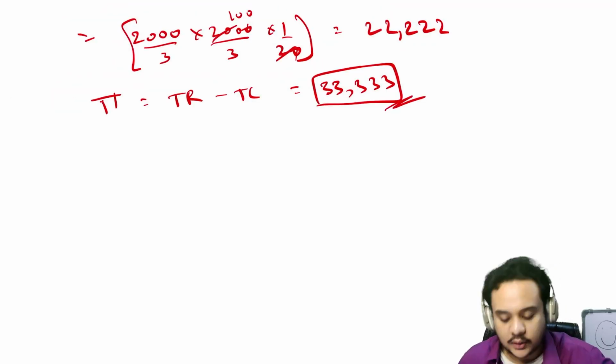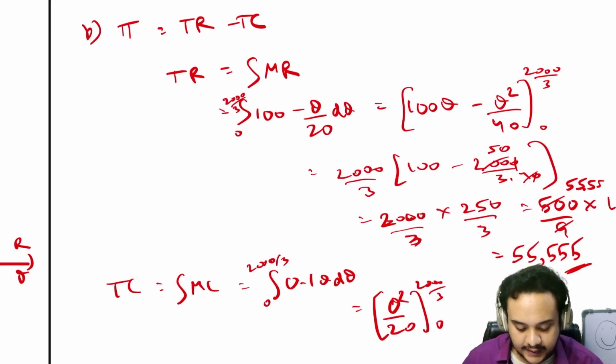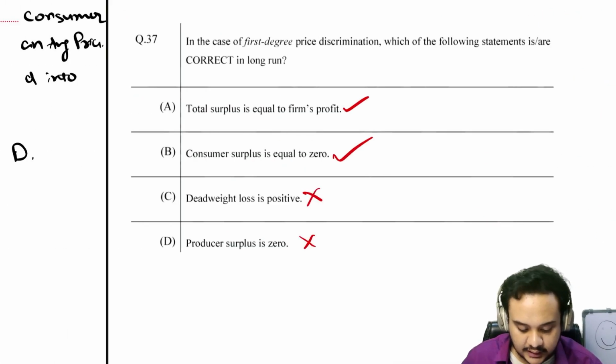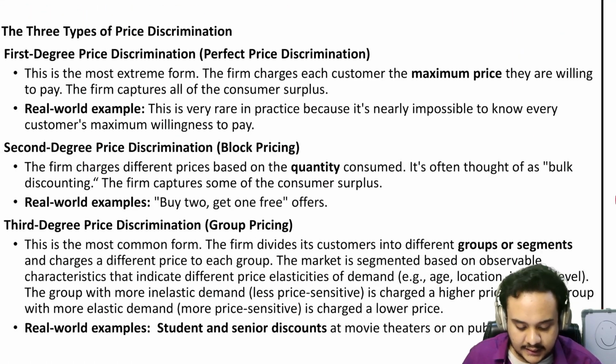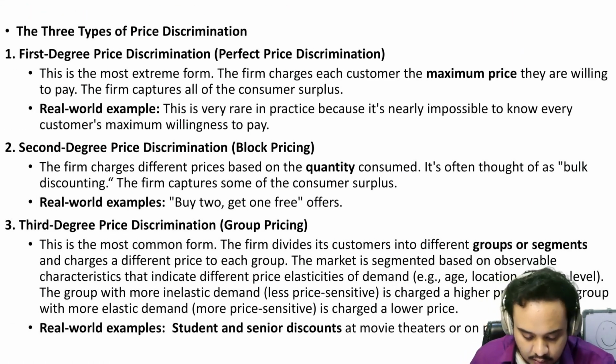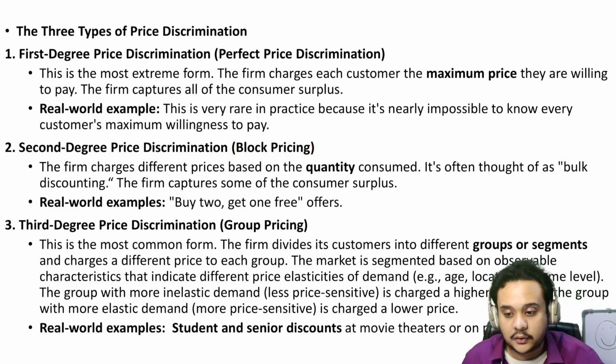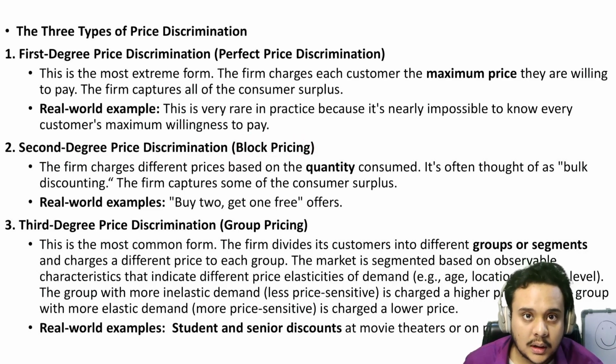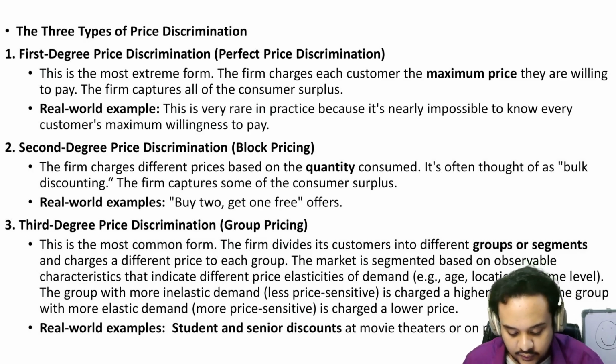Alright guys, now we are going to move on to the second degree price discrimination. First of all, let us see what the definition tells us about it. Okay, the second degree price discrimination. Block pricing, it is just one part of it. We are going to see how the second degree price discrimination is divided into various types of it.